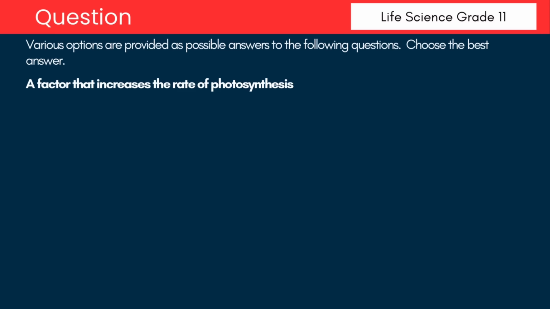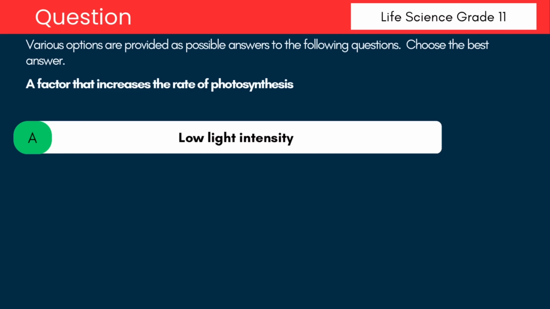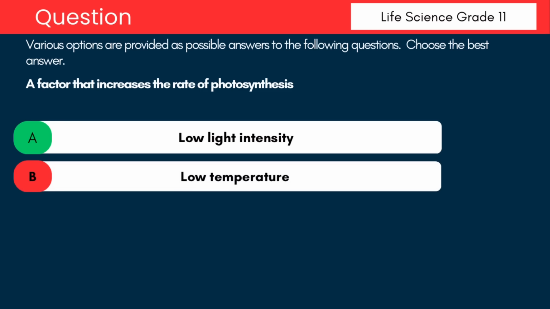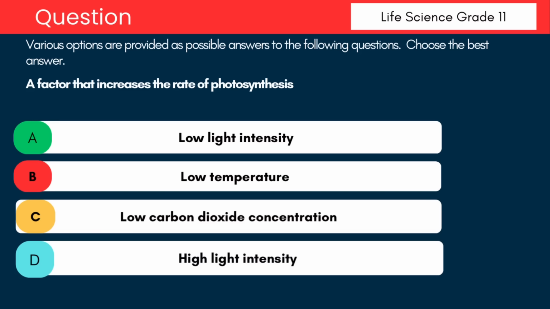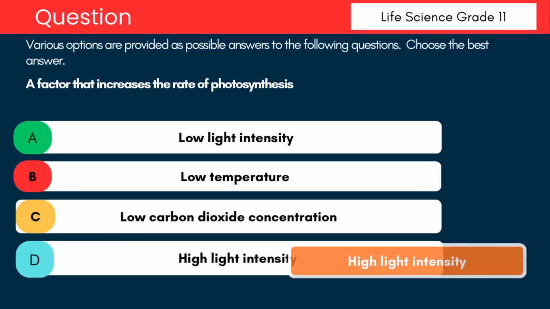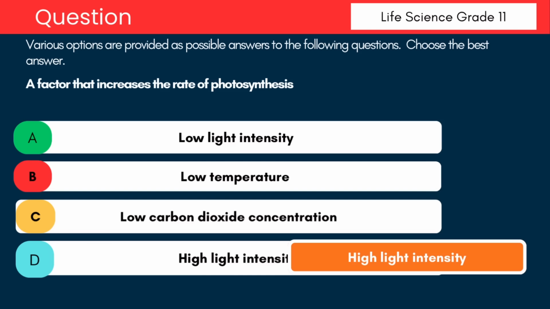Question. A factor that increases the rate of photosynthesis. A. Low light intensity. B. Low temperature. C. Low carbon dioxide concentration. D. High light intensity. The correct answer is D. High light intensity. More light provides more energy for the reactions of photosynthesis, increasing the rate until another factor limits the process.